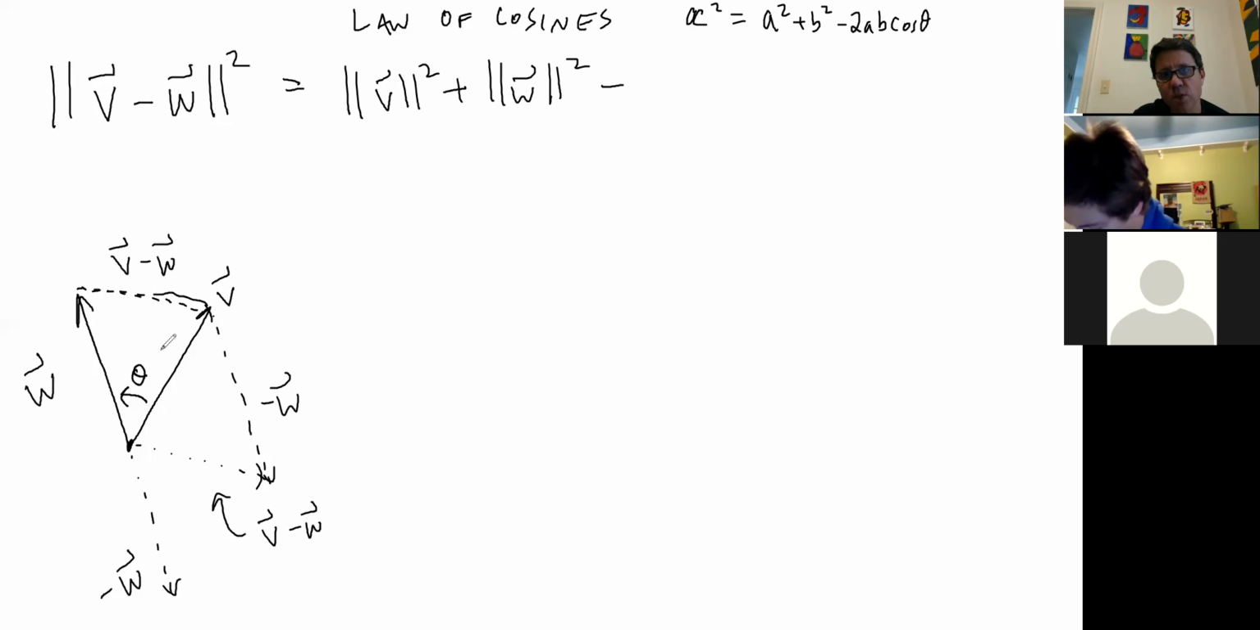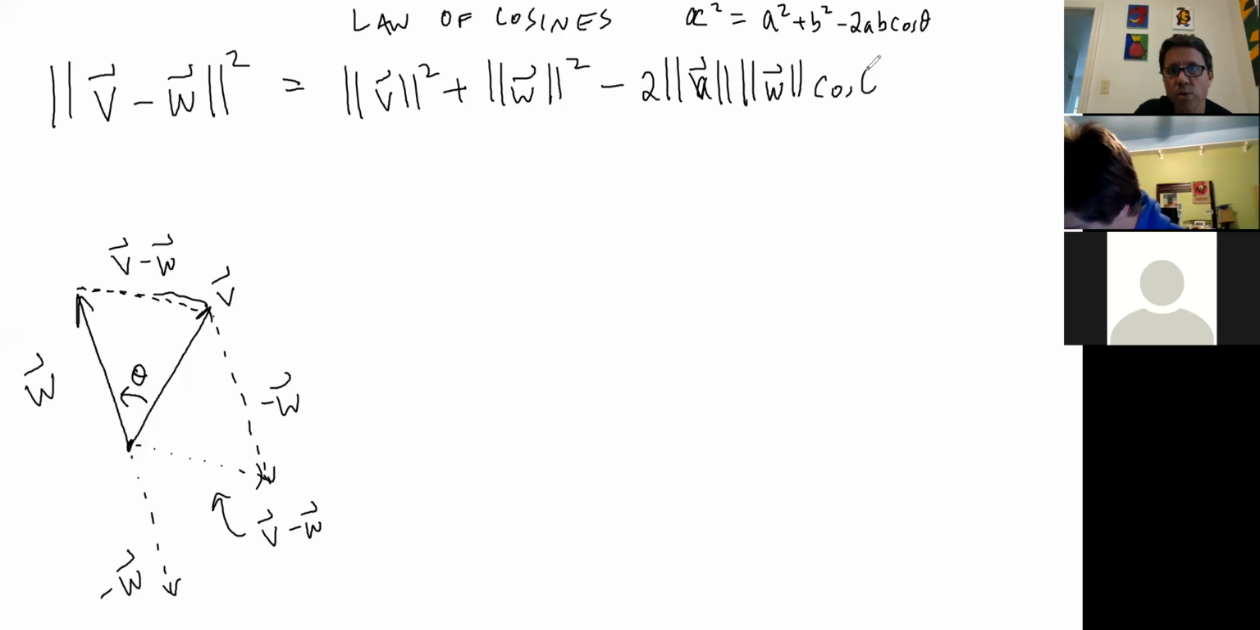You apply that to this triangle where C is this V minus W, that's the first part, and then A and B are the separate lengths. So I'll have the length of V times the length of W times the cosine of the angle between them. So I'm going to do this sort of quick derivation in here using dot products.